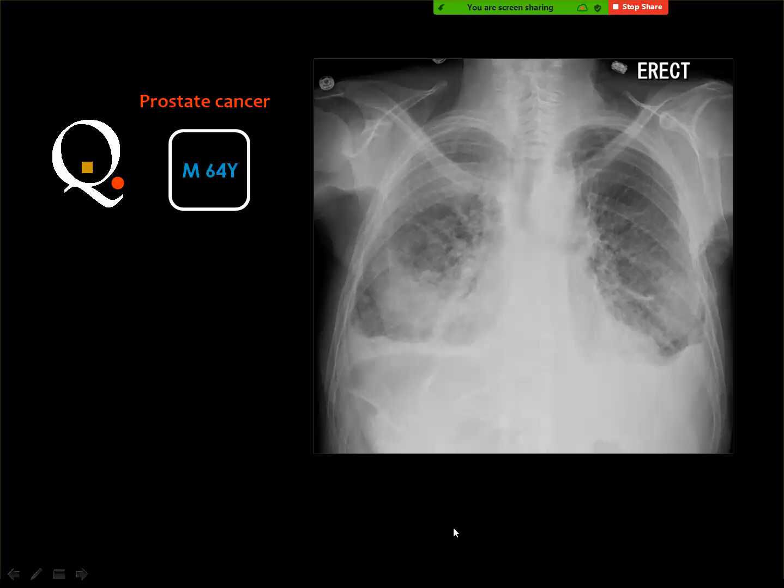Bilateral diffuse interstitial opacities with bilateral pleural effusion, and patchy areas in the right lung. In a case of prostatic cancer, it's highly suspected to be metastases in the first priority. What kind of mets?